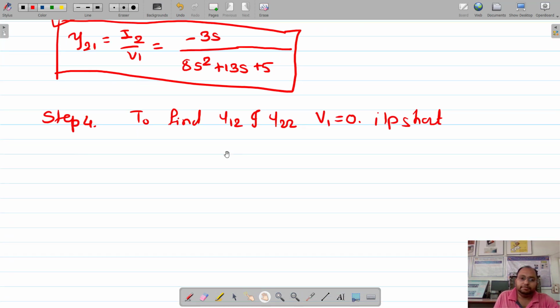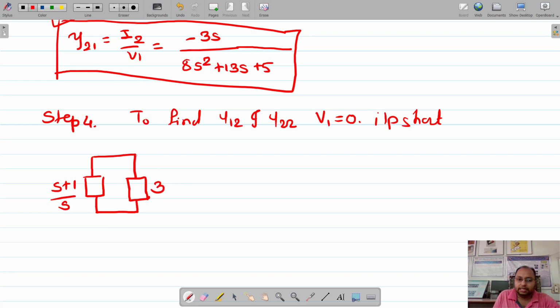So let me redraw that. I'm going to draw this s plus 1 divided by s over here. That will be in parallel with this 3 ohm resistor because of this short, and this is nothing but your 2 plus 2s. Yes, is it right?